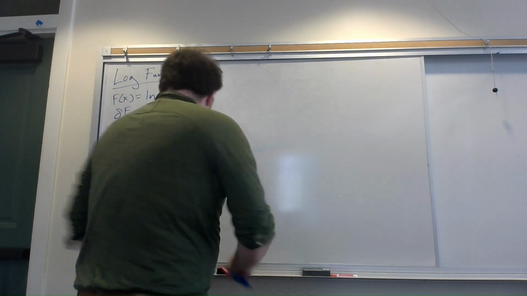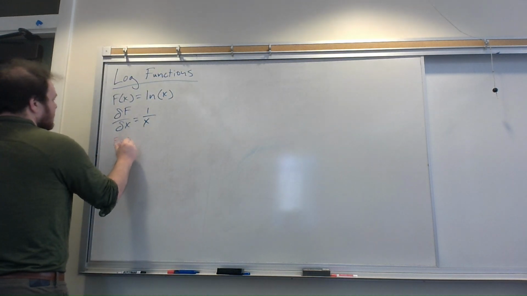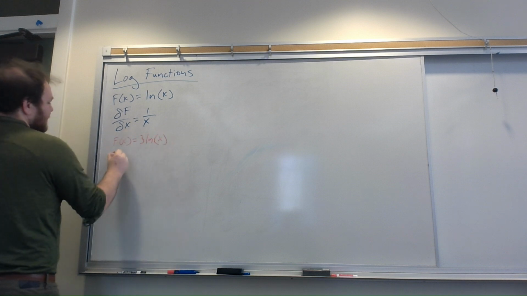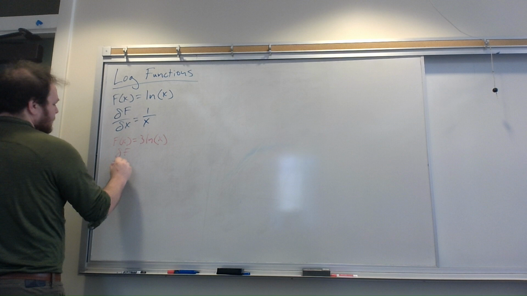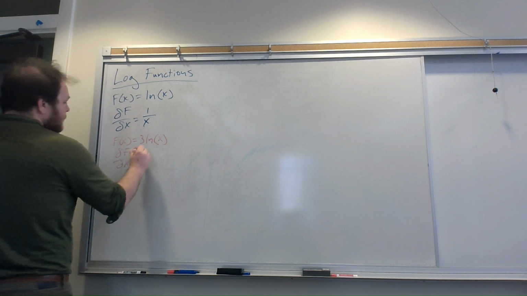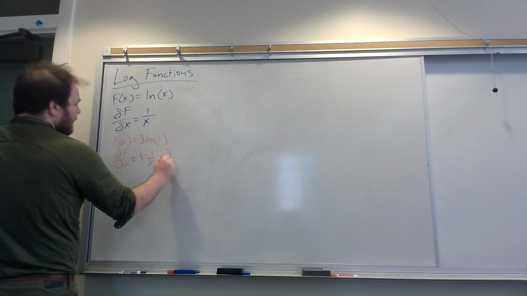Let me give you a slightly more complicated example. Let's say I had f(x) equals 3 ln x. Then our derivative would just be, using the multiply by a constant rule from before, 3 times 1 over x, or if we prefer, 3 over x.